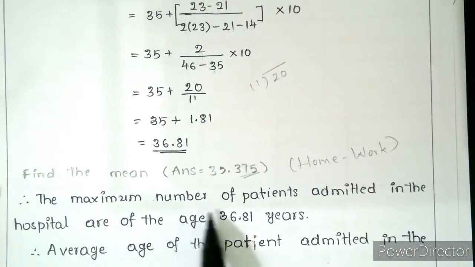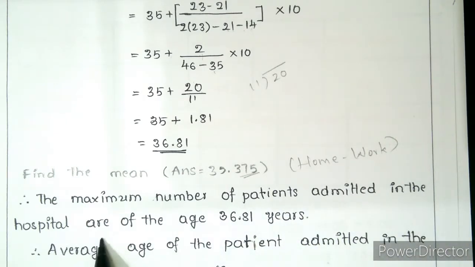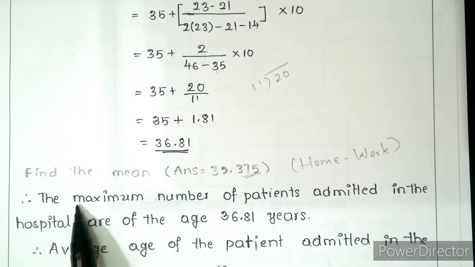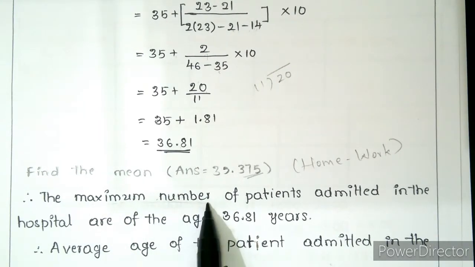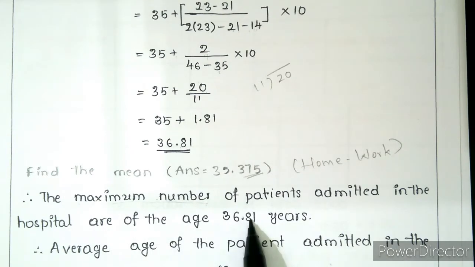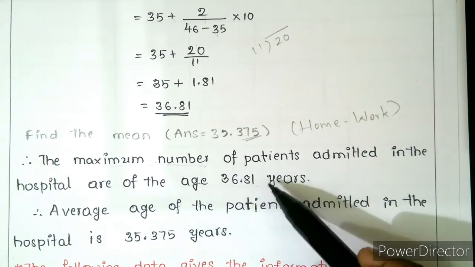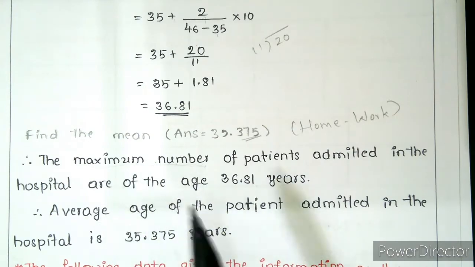The maximum number of patients admitted in the hospital are of the age 36.81. The definition of mode itself defines it like that: the maximum number of patients admitted in the hospital are of the age 36.81. And when we say average age of the patients, average means the mean. So the average age of the patients admitted in the hospital is 35.375. So the average age of the patients is almost the same, both are close, but this is the maximum number, and this is the average.